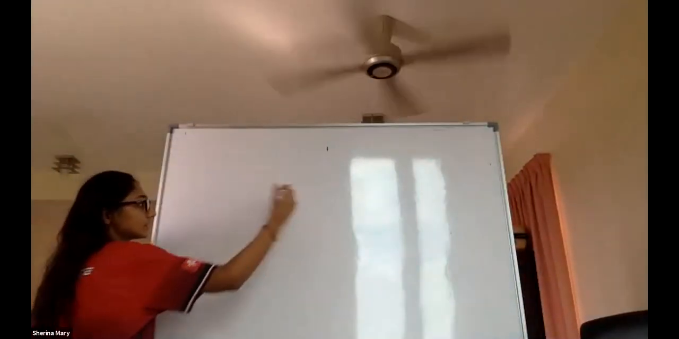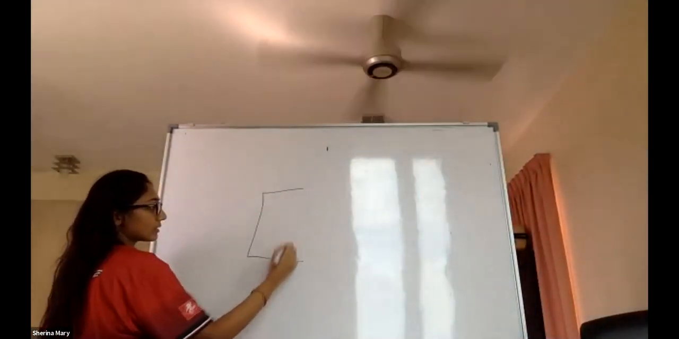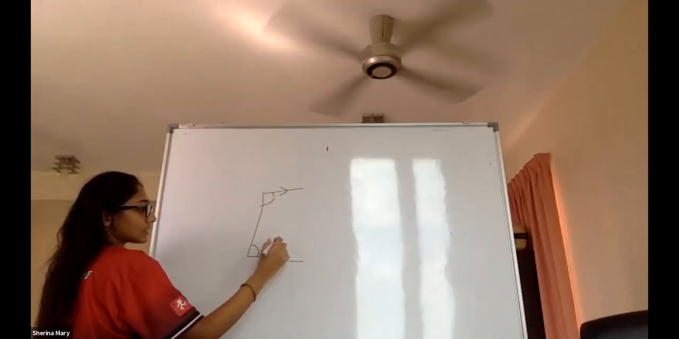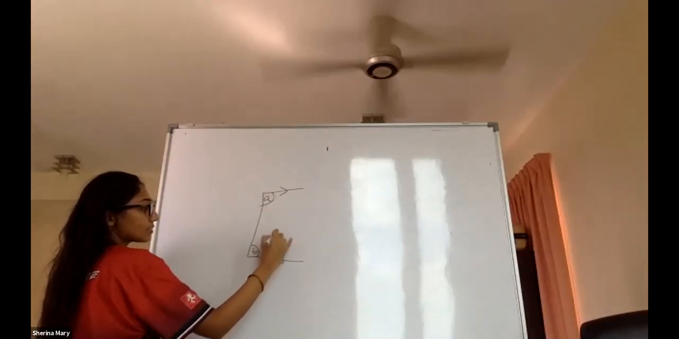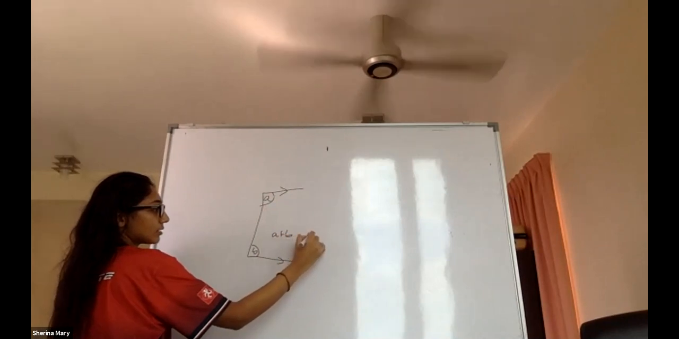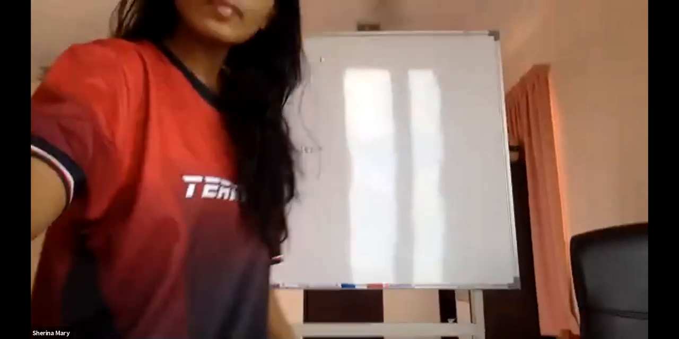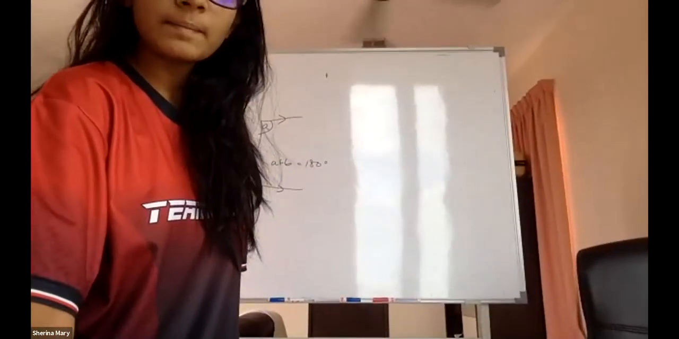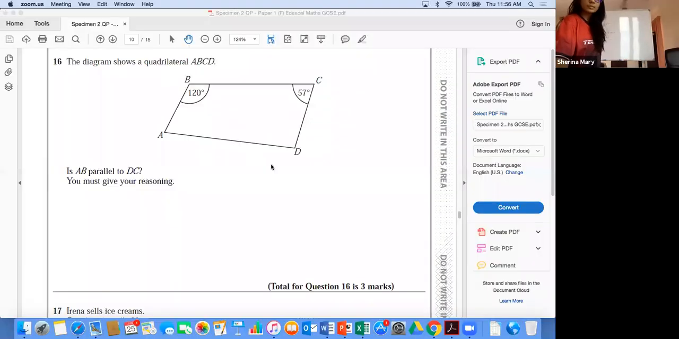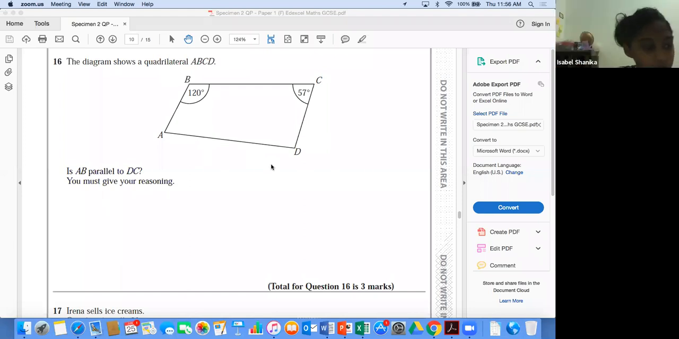Remember the rule that when you have two parallel lines, this added to this must equal 180. So in that case, it is not 180. That's why they are not parallel. So if I write no, if they are parallel, angle B and angle C should be equal to 180. Yes.